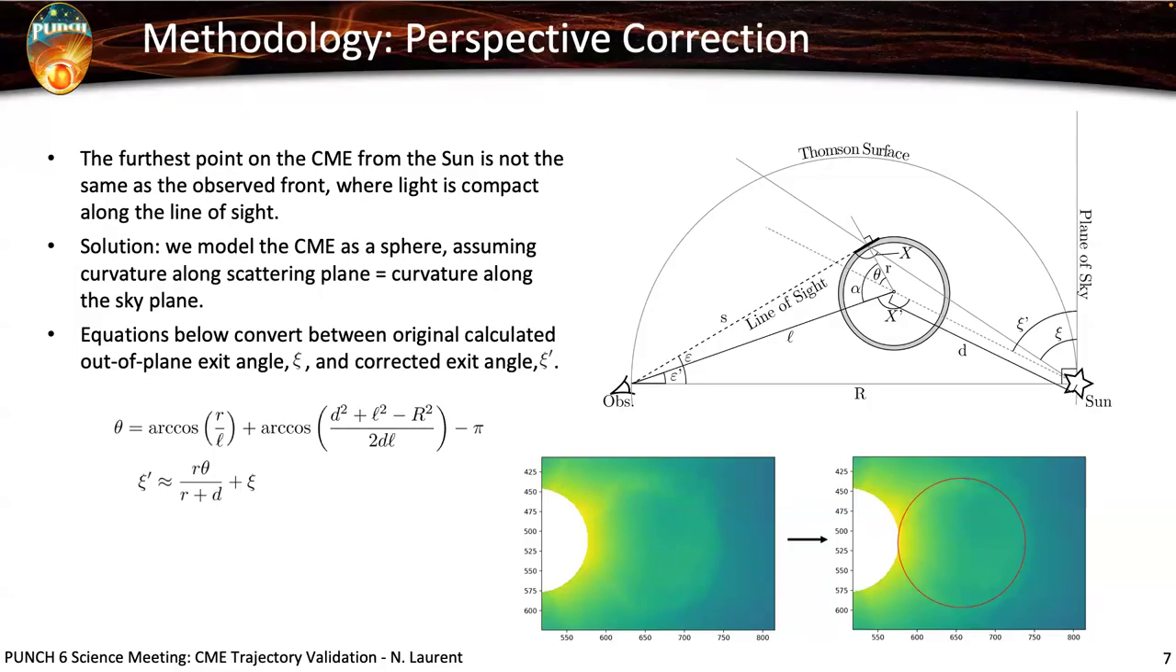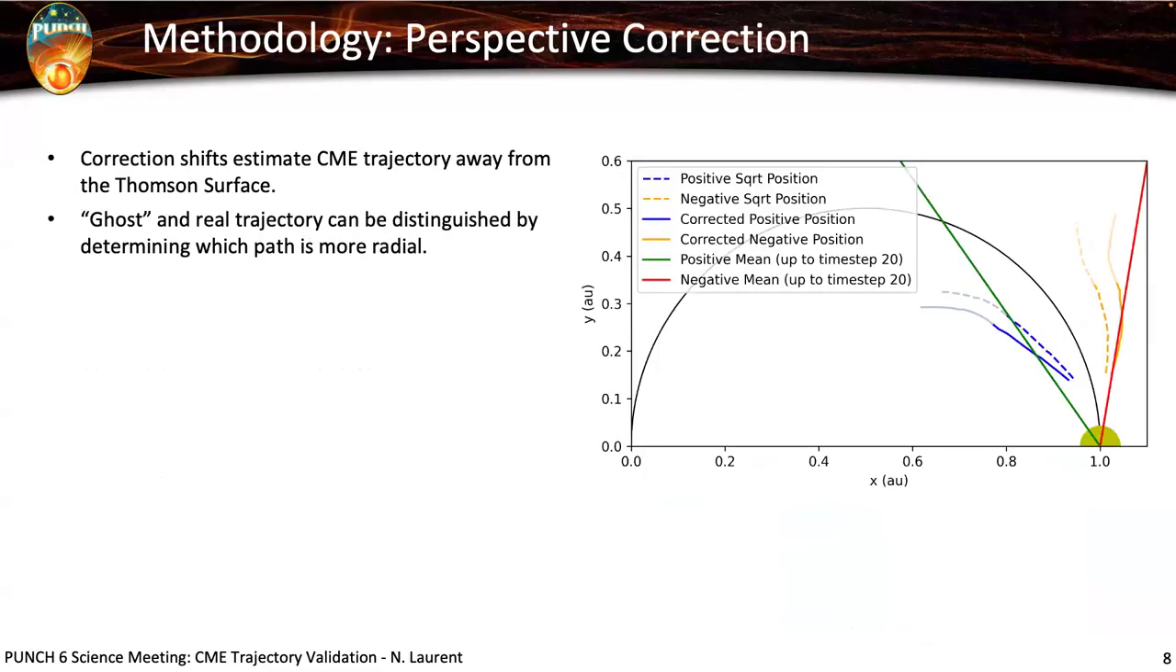This involves modeling the CME as a sphere currently. We assume that the curvature along the scattering plane is the same as the curvature along the sky plane. And that is done by manually selecting a bounding circle for the CME at each time step to find that curvature and account for the change in perspective.